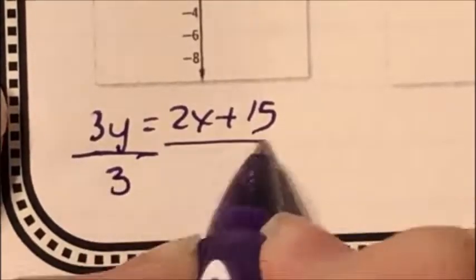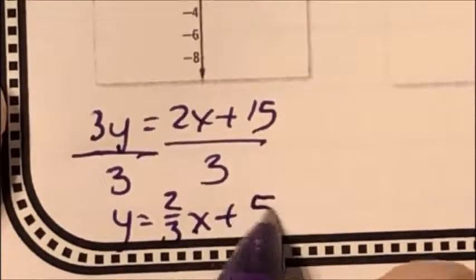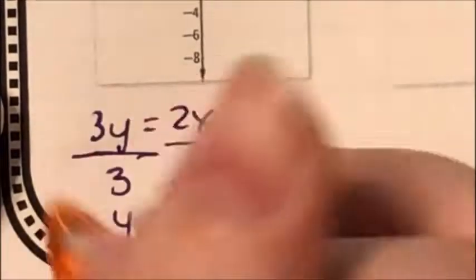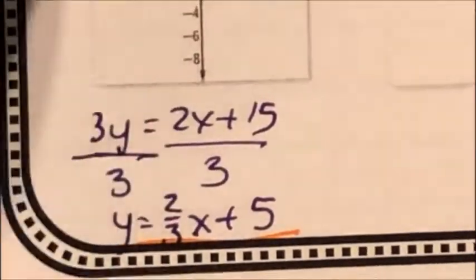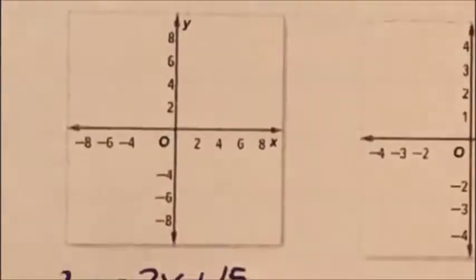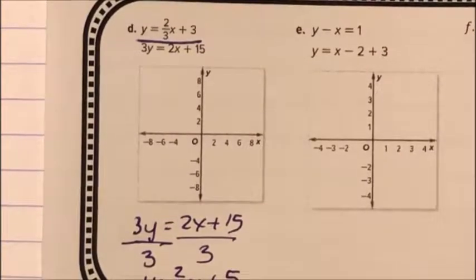That requires me dividing both sides by 3. So I get y equals 2/3 x plus 5. Okay, so that's my second equation now. I also notice I have 2/3 and 2/3, which means they're probably going to be parallel, but we can double check and make sure by graphing.